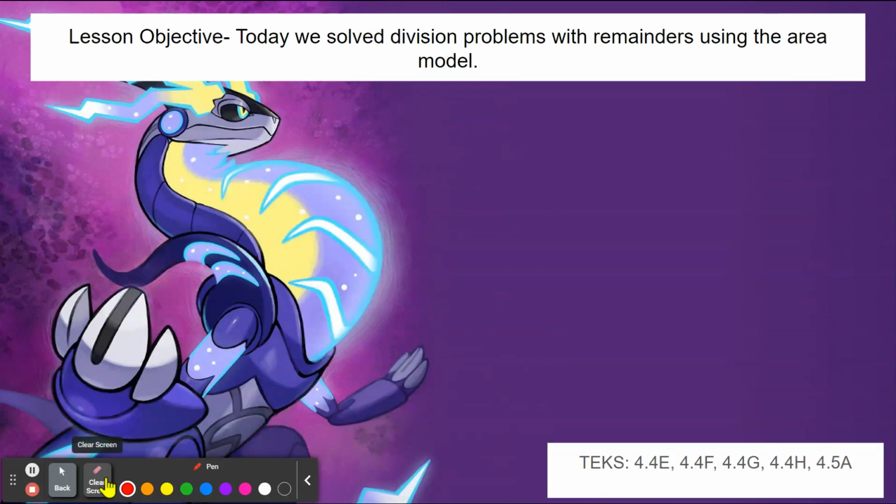Let's go ahead and review today's lesson objectives. So today we solved division problems with remainders using the area model. The TEKs that we worked on today are 4.4E, 4.4F, 4.4G, 4.4H, and 4.5A.